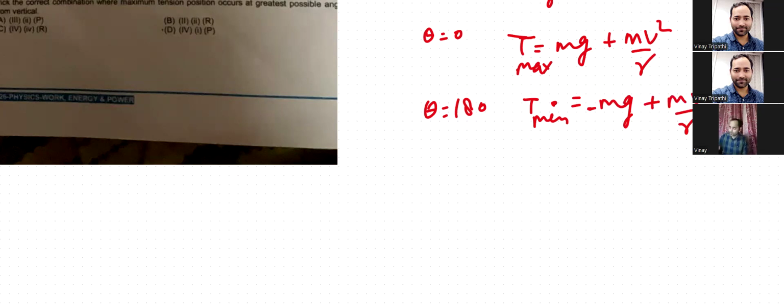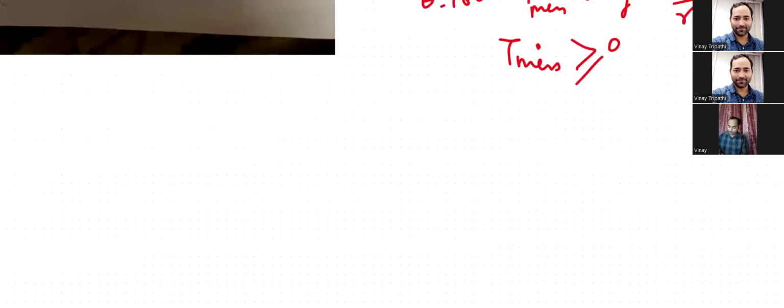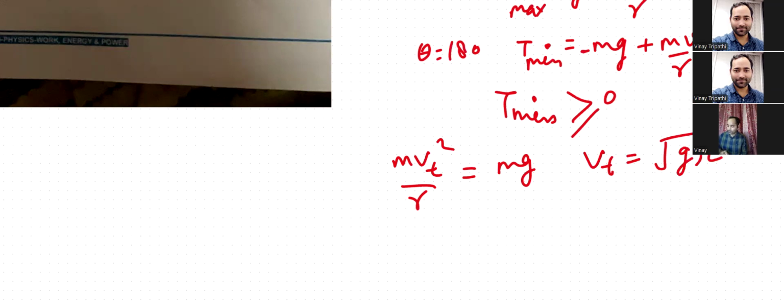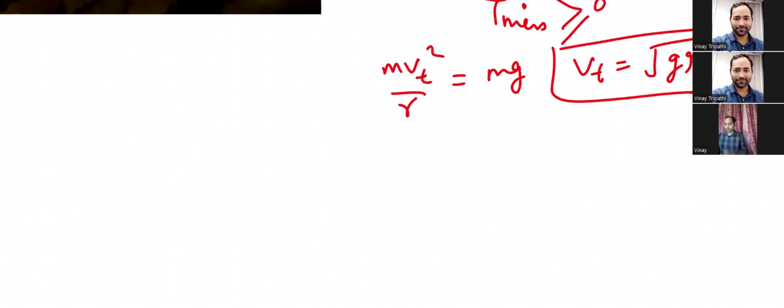So this part is important. In order to complete one complete circle, T min should be greater than 0. But in the limiting case, to solve it, you'll assume that it is 0. So what would be the velocity at the top? mv top square by r is equal to mg, and from here v top comes out to be root gr. This is a basic fundamental 12th level problem. Now this is the velocity at the top. So the minimum velocity at the top should be root gr, right?